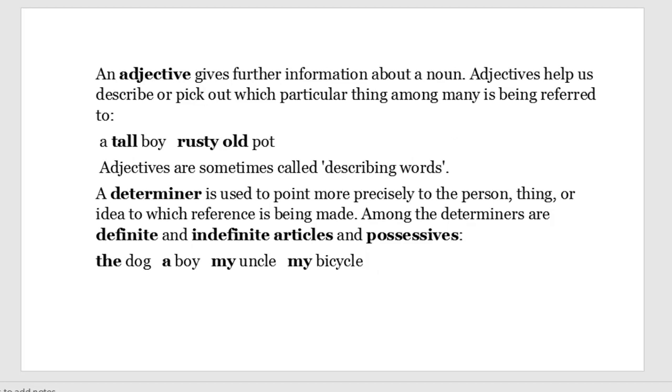An adjective gives further information about a noun. Adjectives help us describe or pick out which particular thing among many is being referred to. A tall boy. Rusty old pot. Adjectives are sometimes called describing words. A determiner is used to point more precisely to the person, thing, or idea to which reference is being made. Among the determiners are definite and indefinite articles and possessives. The dog. A boy. My uncle. My bicycle.